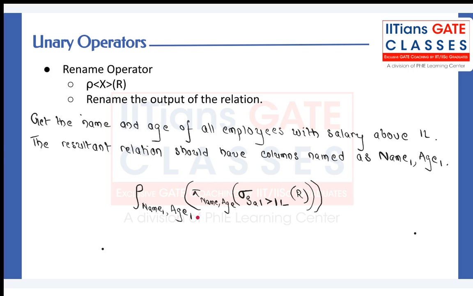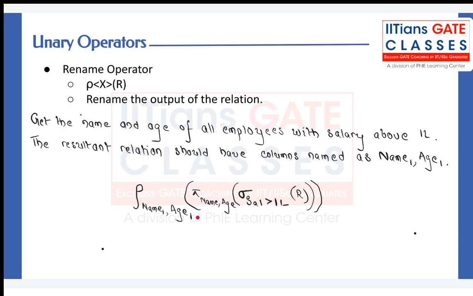Now what it does is, selection operation everyone knows, it selects all employees with salary more than 1 lakh. Then you project the name and age columns, so you get pi of name and age. And then the resultant relation with the columns name and age, you rename them to name 1 and age 1. Are the basic operators clear, everyone? Okay. So these are also called unary basic operators.